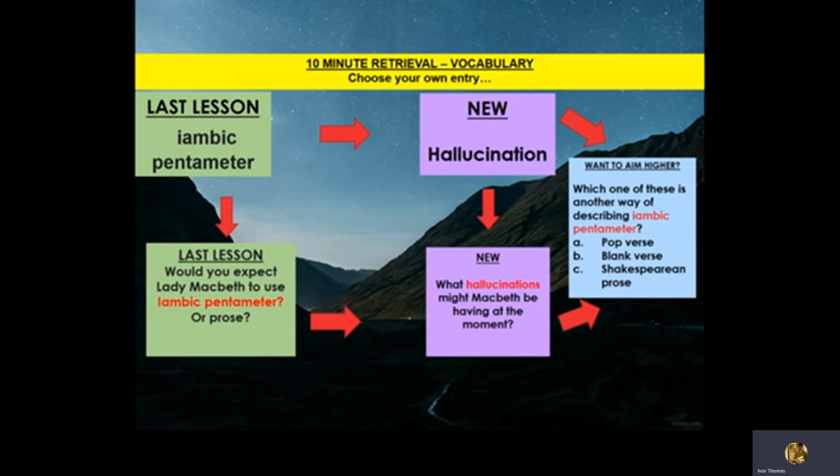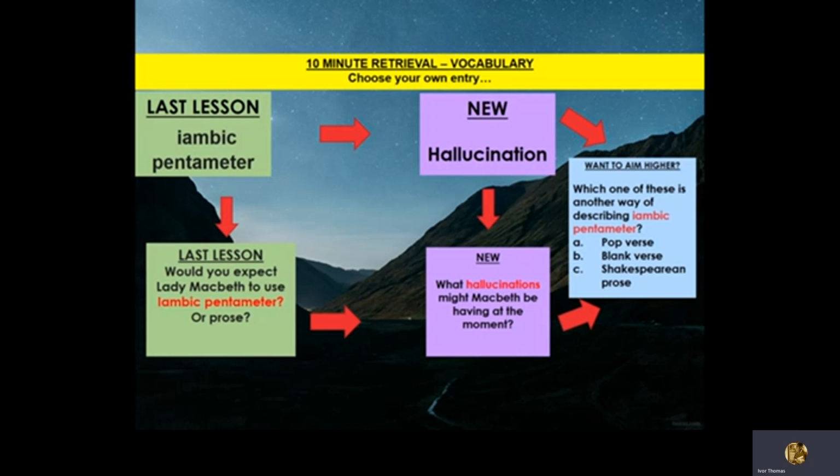Well, iambic pentameter is, in very basic terms, 5 beats per line, or 5 pairs of unstressed then stressed syllables. For example, water would be 1 pair. It's the language of the aristocratic, the noble, the educated characters in Shakespeare. So bearing that in mind, would you expect Lady Macbeth to use iambic pentameter or prose?